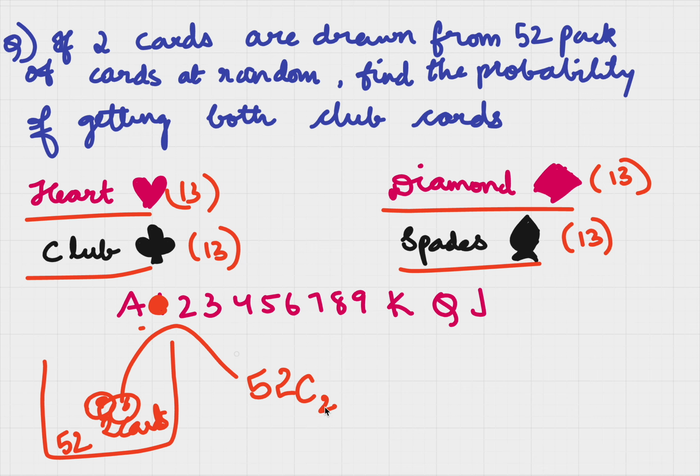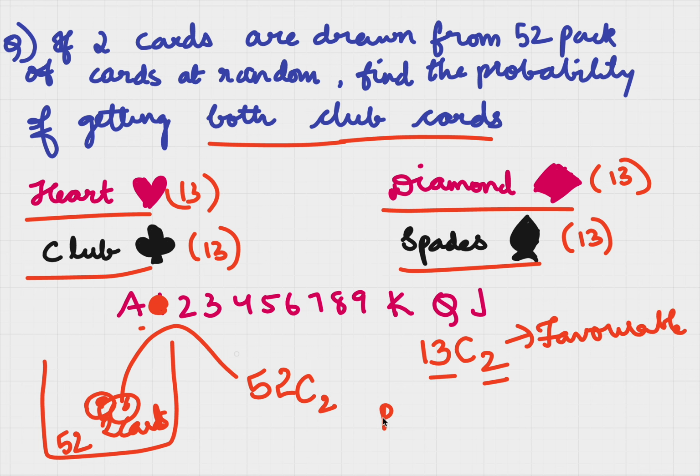Okay, we are selecting two cards from these 52 cards. So this is the total number of outcomes. Now, what are favorable outcomes? They are asking for getting both club cards. So getting both club cards is our favorable outcome. How many club cards are there? 13 club cards. So from 13 we are selecting 2. These are the favorable outcomes.